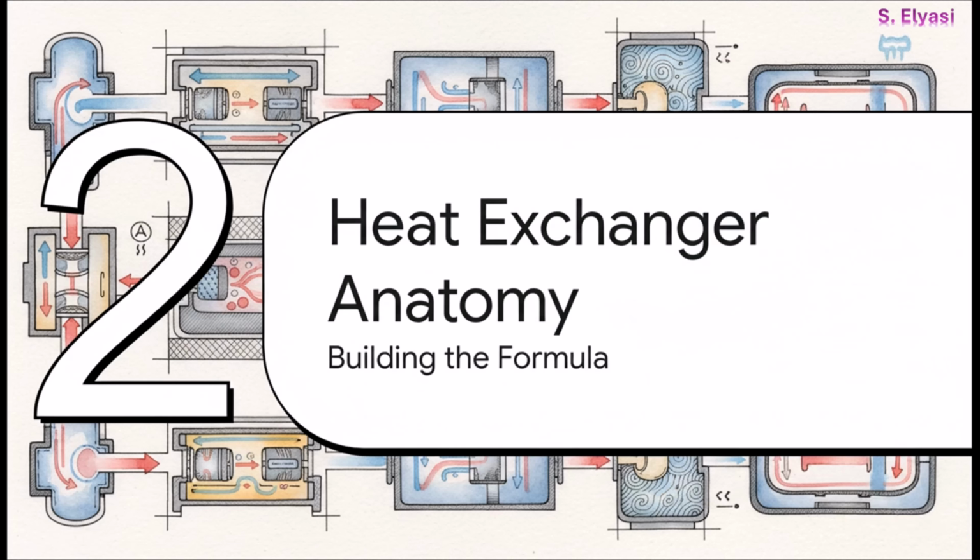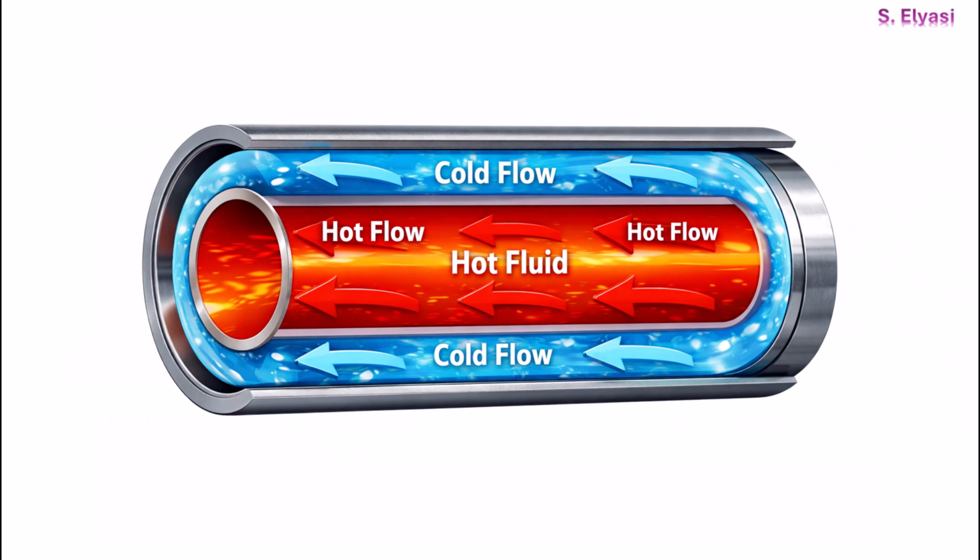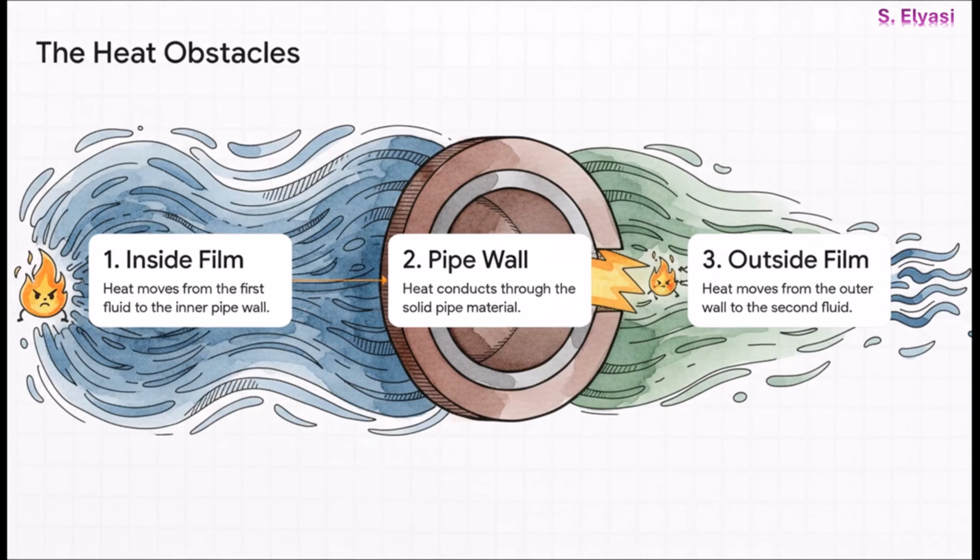Well, to figure that out, we've got to look inside a heat exchanger and see what's actually fighting against the flow of heat. So let's build this formula piece by piece. We're going to use the most classic, simple example there is, a double pipe heat exchanger. Just picture it. You've got hot fluid flowing through the center pipe and a colder fluid flowing in the space around it. Heat naturally wants to move from hot to cold, but it's not a free ride. It has to overcome a few obstacles to get there. Think of it like an obstacle course for the heat.